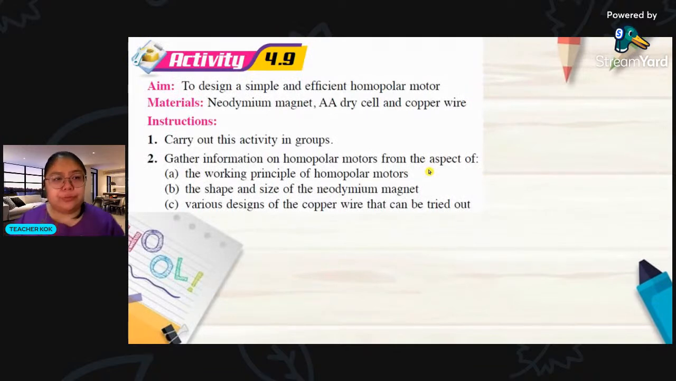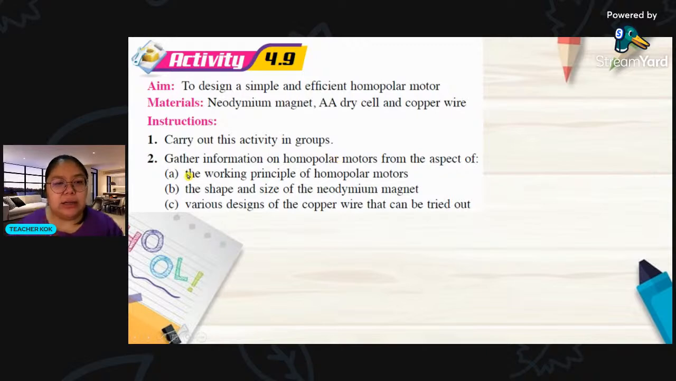Okay, this one is an activity I want you to do. You can refer to the activity in the textbook, 4.9. Be careful what you need to do. You need to design one simple and efficient homopolar motor, using a neodymium magnet, a double A battery and also copper wire. Carry out this activity in groups, but now you cannot be in a group. That means you are doing it personally.